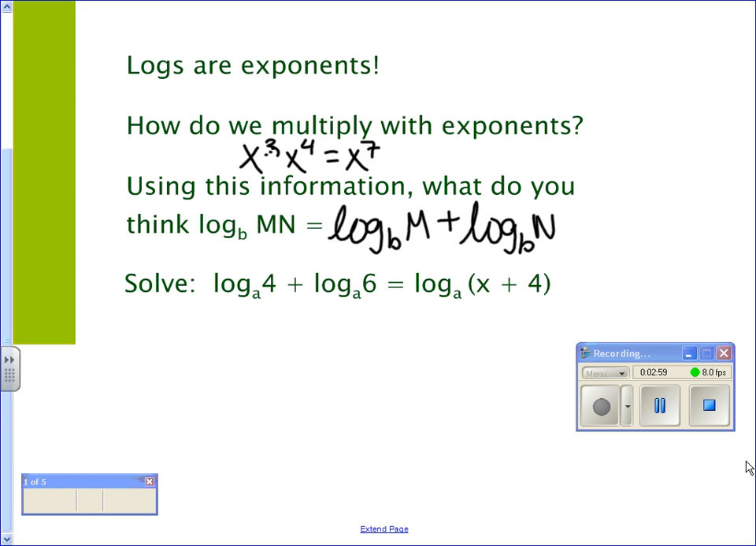We have two separate logs right now. How could I combine them to make it into one log? To get log base a of what's 4 times 24. Does that make sense? Since they are being added together, you can just multiply the arguments, and now you have one log. You see how that works?